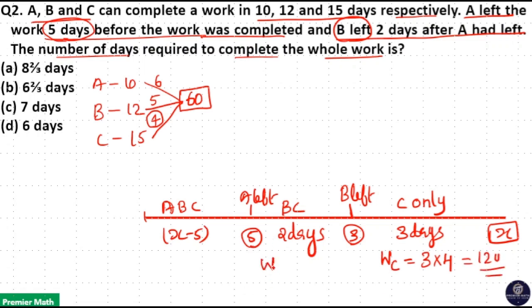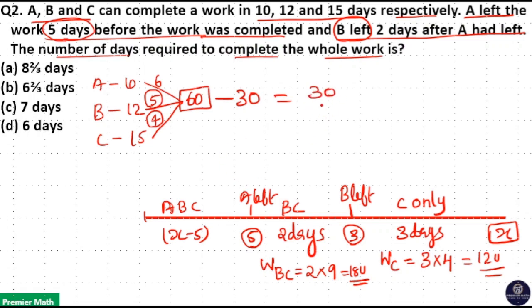And work completed by BC in 2 days is 2 into efficiency of B and C, 5 plus 4, 9 unit. So 2 into 9, 18 unit. Now total work completed by BC in 2 days plus C in 3 days is 18 plus 12, 30 units. So remaining work is, total work is 60, remaining work is 60 minus 30, which is equal to 30 unit.